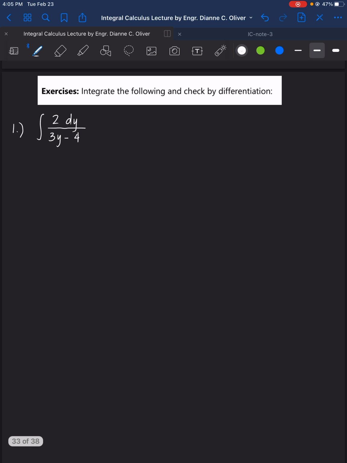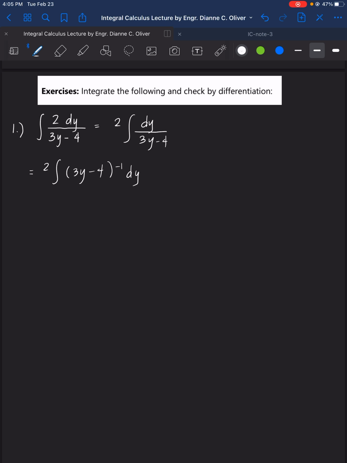Integrate the following and check by differentiation. Number 1, integral of 2 dy over 3y minus 4. Now this is also equal to 2 times the integral of dy over 3y minus 4. Now if we try to use power formula here, so this is 3y minus 4 raised to negative 1 dy.